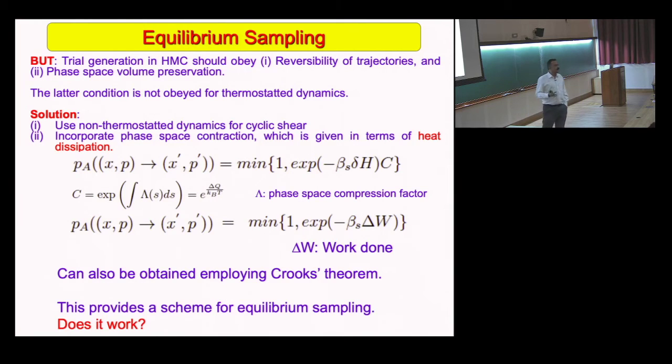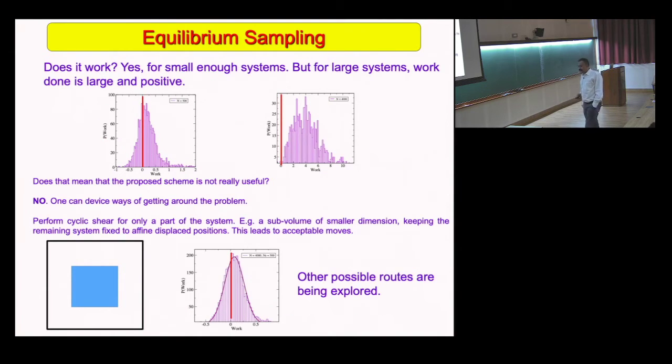So we have an equilibrium sampling scheme, but does it work? So the quick answer is, when we tried this out for small systems, it worked okay, because when we look at the work done, this is a histogram. For small systems, it's both positive and negative as I look at different cycles. But when you go to larger systems, this seems to fail, okay? Because on average, the work done is positive. And so does that mean this doesn't work anymore? And the answer is no. You have to be a little bit more clever and patient.